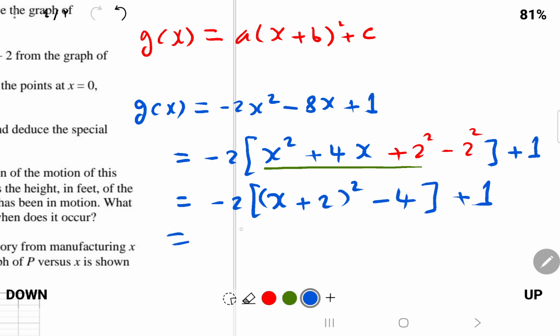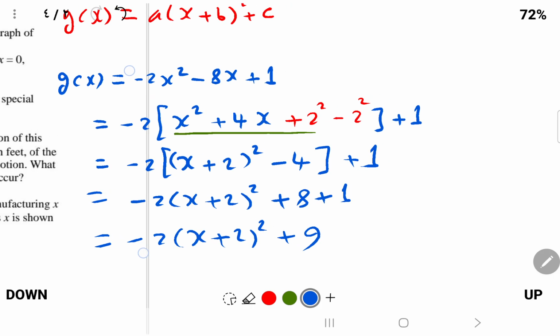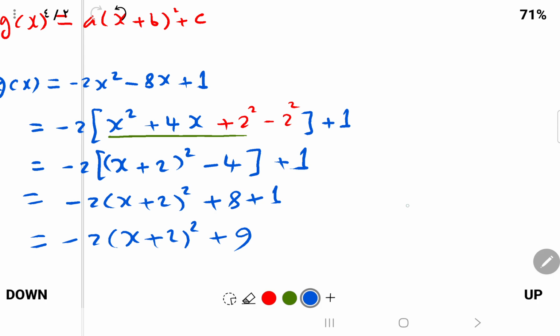Next step, you multiply negative 2 by the bracket. So you get negative 2 multiplied by (x plus 2) squared plus 8 plus 1. And then you simplify it: negative 2 times (x plus 2) squared plus 9. Now you have to graph this equation. How to graph it? Very easy.